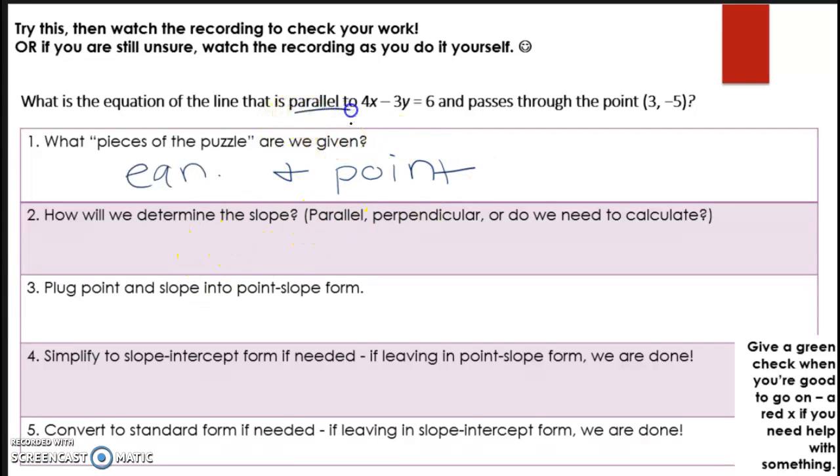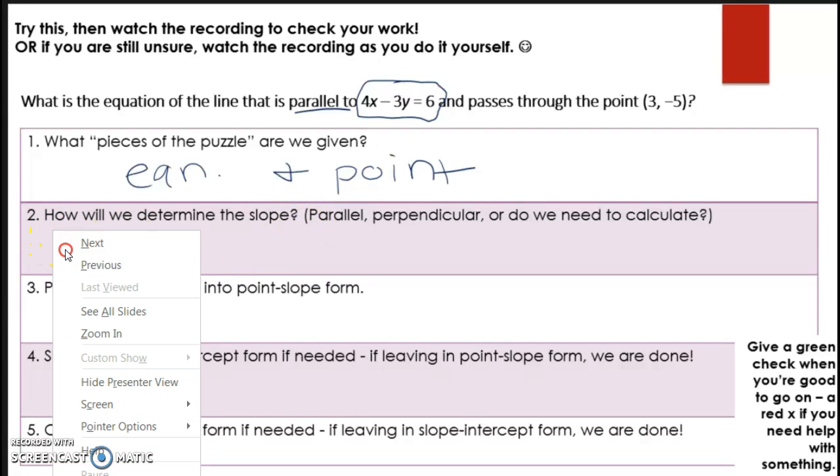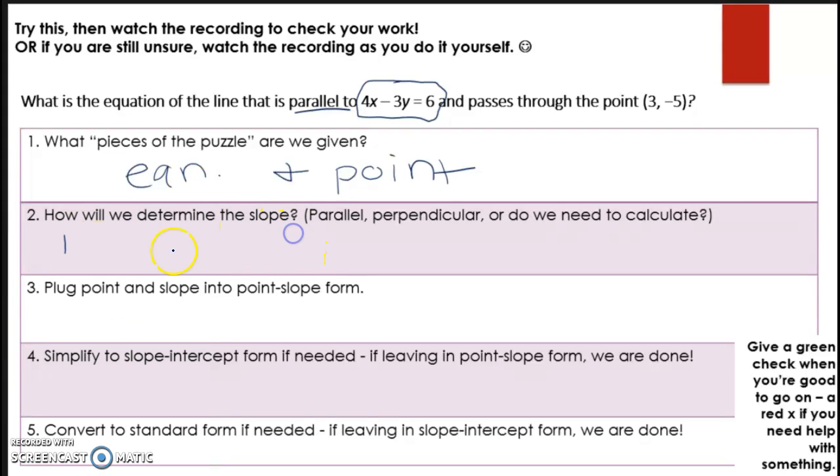We will determine the slope. We know that it's parallel, so it has the same slope as this line. However, we don't know the slope of that line quite yet because of the way it's written. We need to solve and get it in slope-intercept form. So let's go ahead and do that real quick.